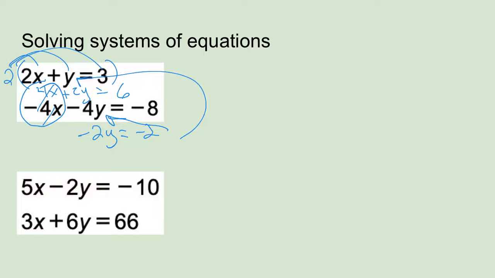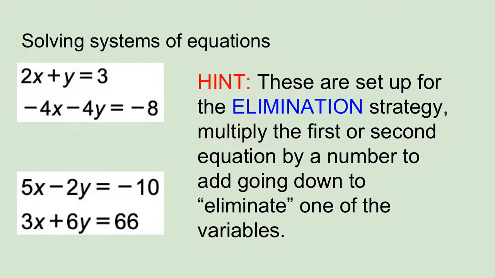Looking at the second example, I would probably pick these two because those are multiples of each other, meaning if I multiplied the top equation by 3, then I would have a positive 6 sitting over a negative 6. I feel like that's probably the smartest way to go. And as you can see, the hint for this setup is elimination, because in the elimination strategy, you can then, like I showed you, eliminate one of the variables and solve for the other one.